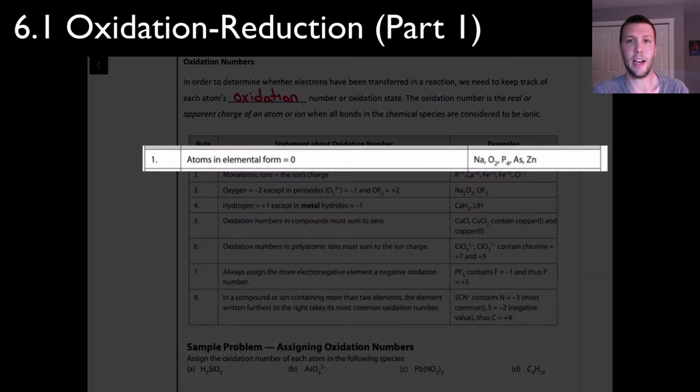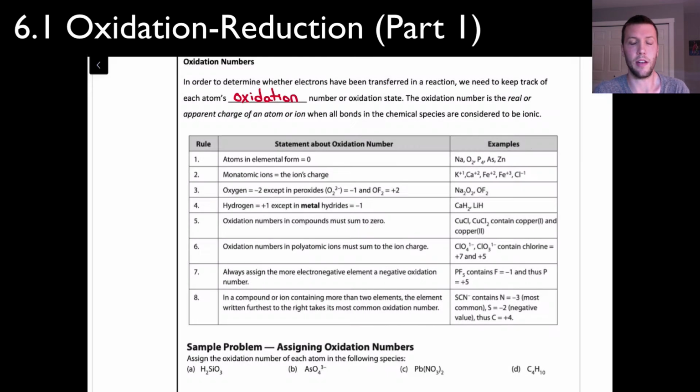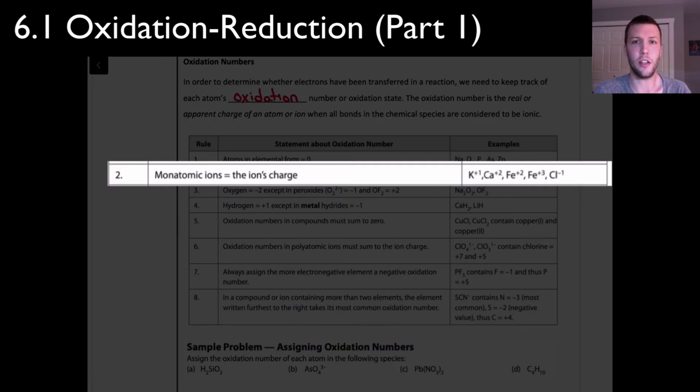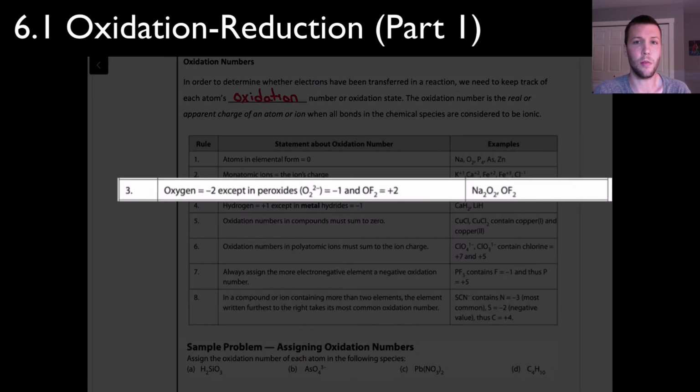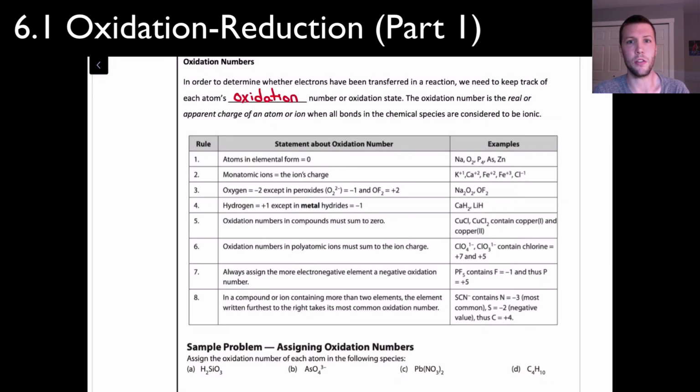So if I have an atom in its elemental form, its oxidation number will be 0 because it doesn't have a charge. If I have a monoatomic ion, then the oxidation number is just that ion's charge. Oxygen, for the most part, is going to have an oxidation number of -2. The exception would be in peroxides, for example, hydrogen peroxide, or in the situation where I have oxygen difluoride, where the oxygen will actually have a +2 charge. So for the most part, it's going to be -2, a couple of exceptions there.